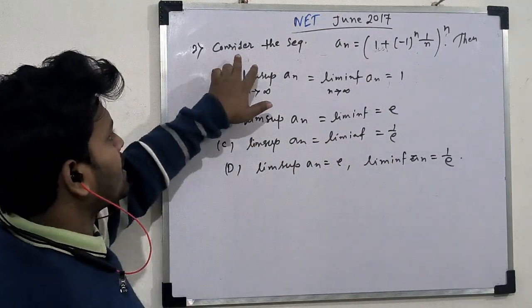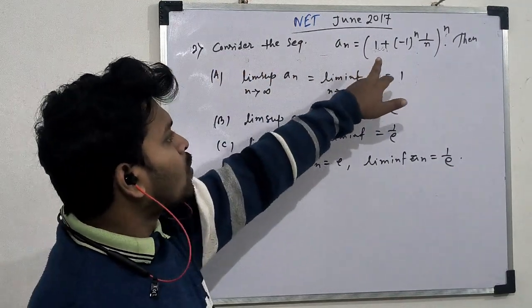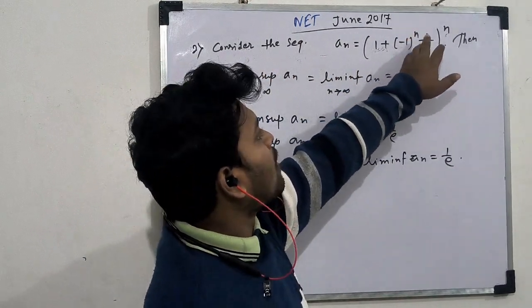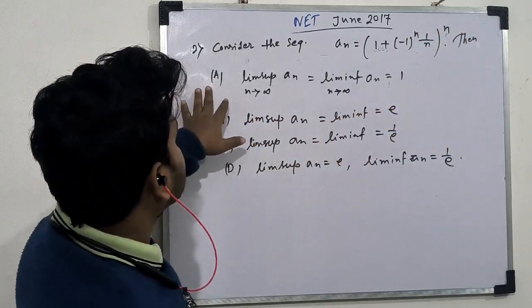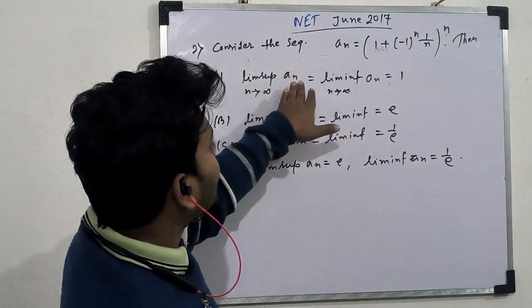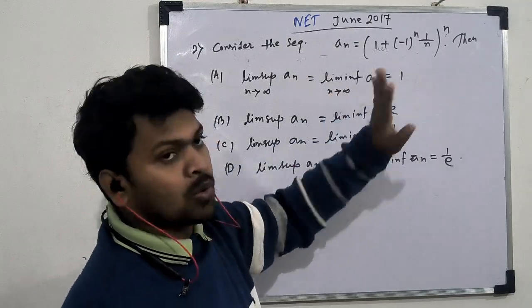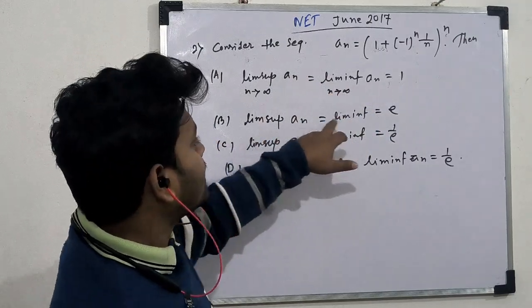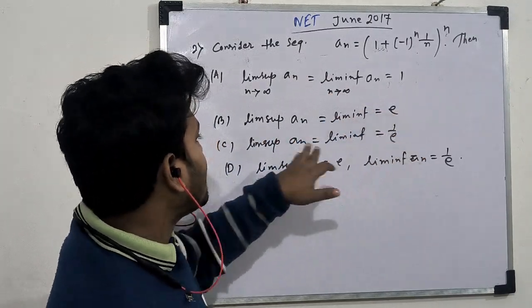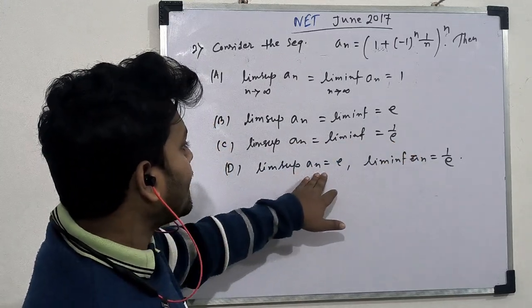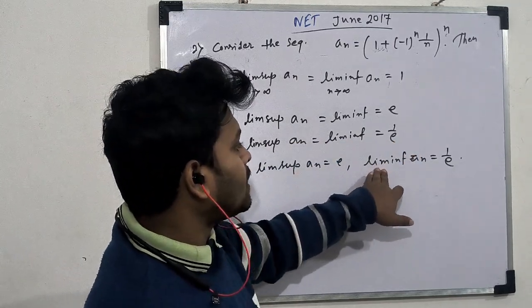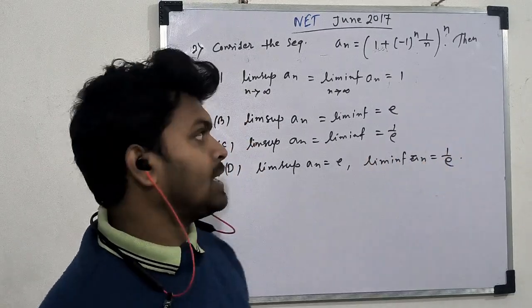So in this problem, given the sequence a_n equal to (1 + (-1)^n / n)^n. In option A, limit supremum a_n equal to limit infimum a_n equal to 1. In option C, limit supremum a_n is e and limit infimum a_n is 1 by e. And in option B, limit supremum a_n equal to e and limit infimum a_n equal to 1 by e.